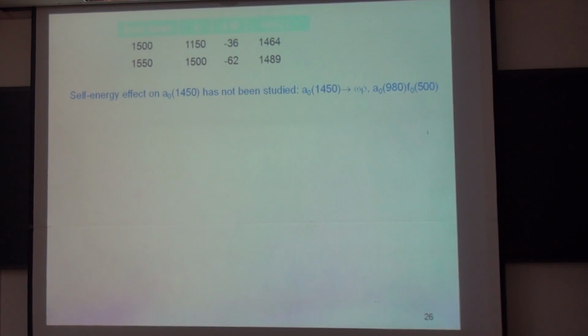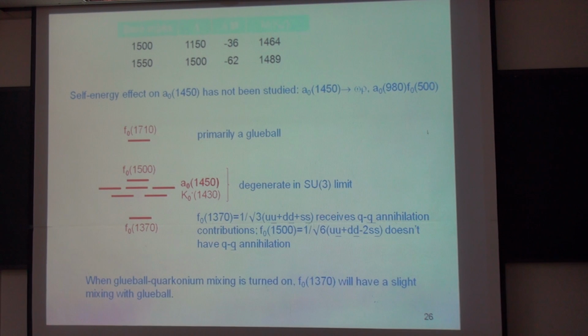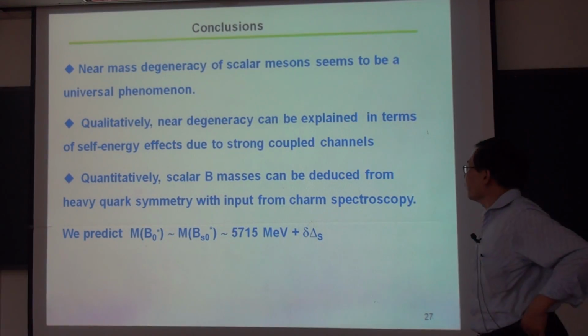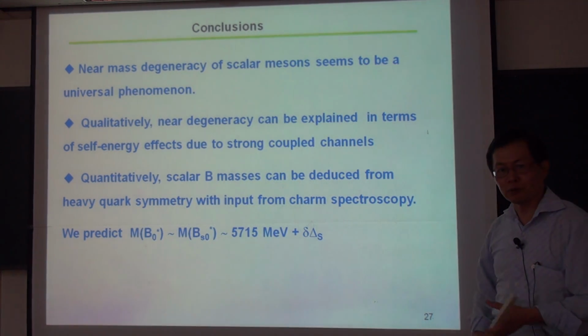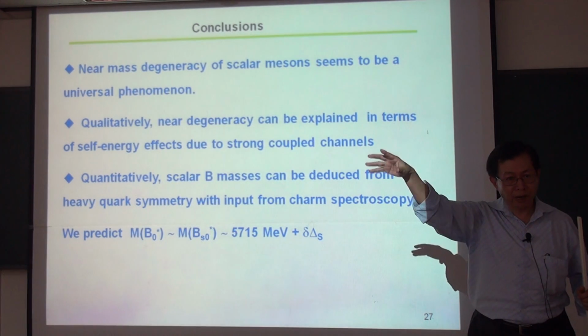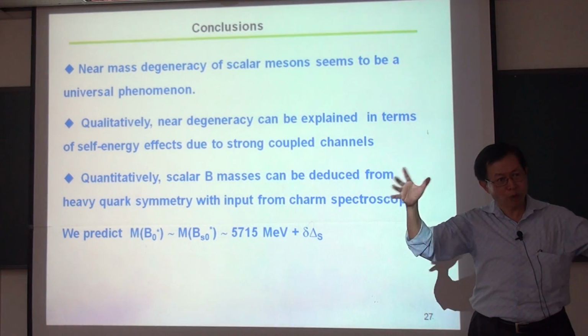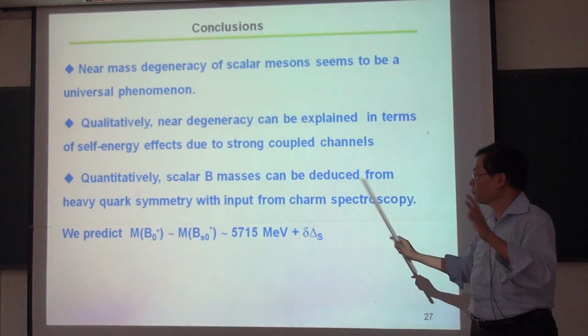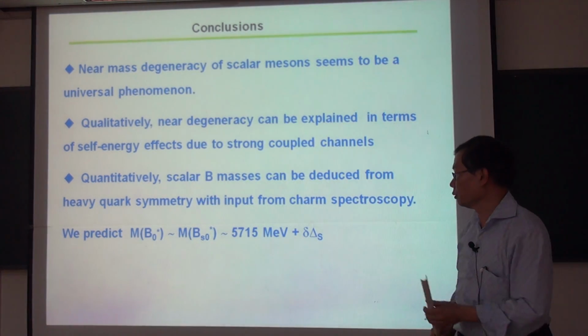Okay, let me jump to the conclusion. It turns out that near mass degeneracy of the scalar meson seems to be quite universal, because I mentioned that you will see the light one, the heavy one, or the charmed meson one, and most likely also it will occur in the B meson sector. So the phenomenon is quite universal.